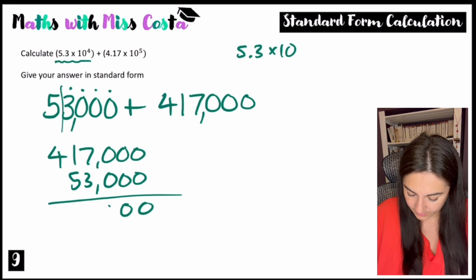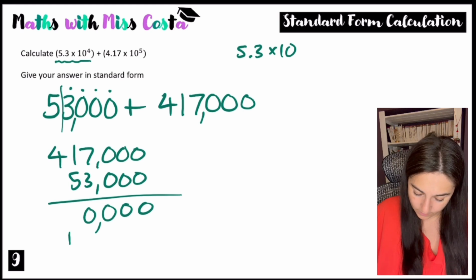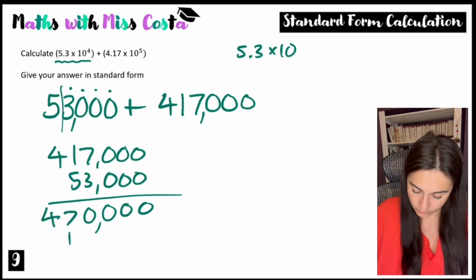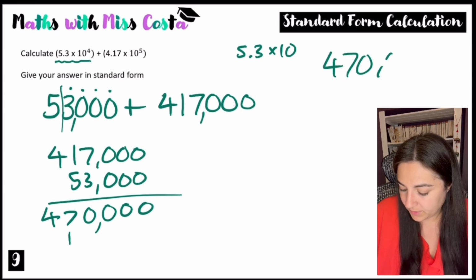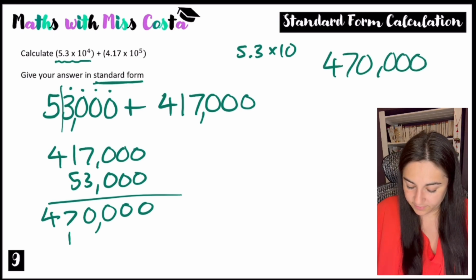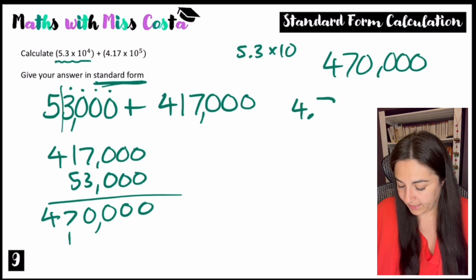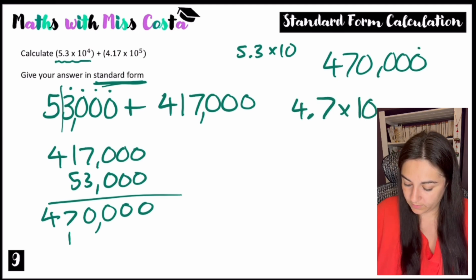What are you left with? 7 plus 3 is 10. 1 plus 5, 6, 7, 4. So altogether, that's 470,000. And you need to write your answer in standard form. So turn that into 4.7 times 10 to the power of 1, 2, 3, 4, 5. And there you have it.